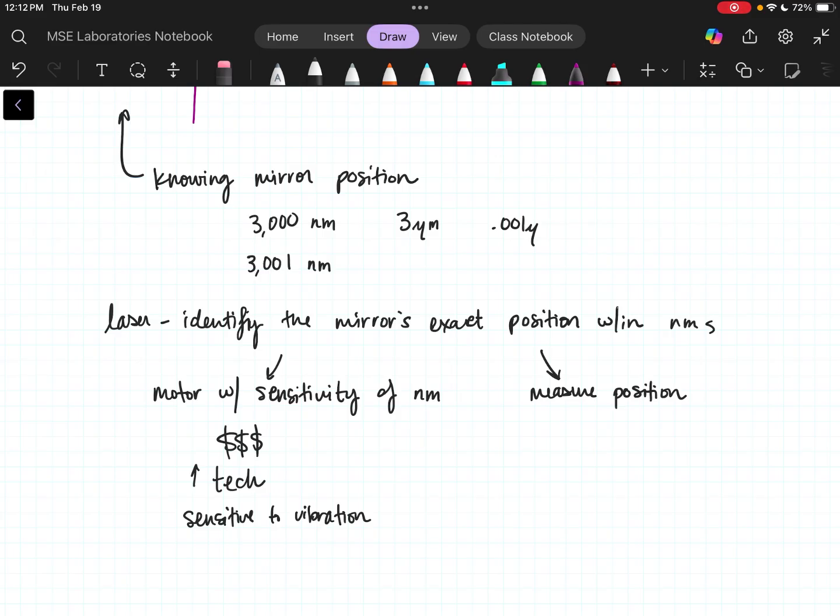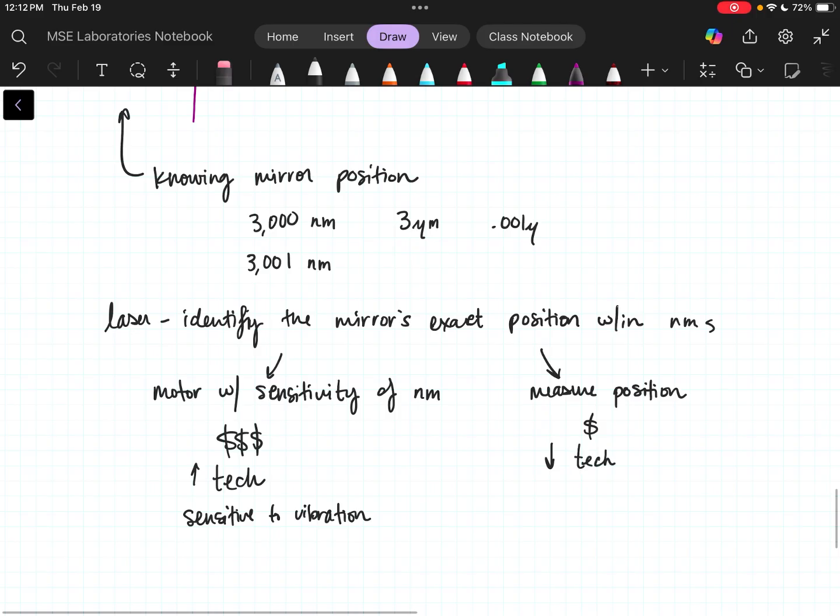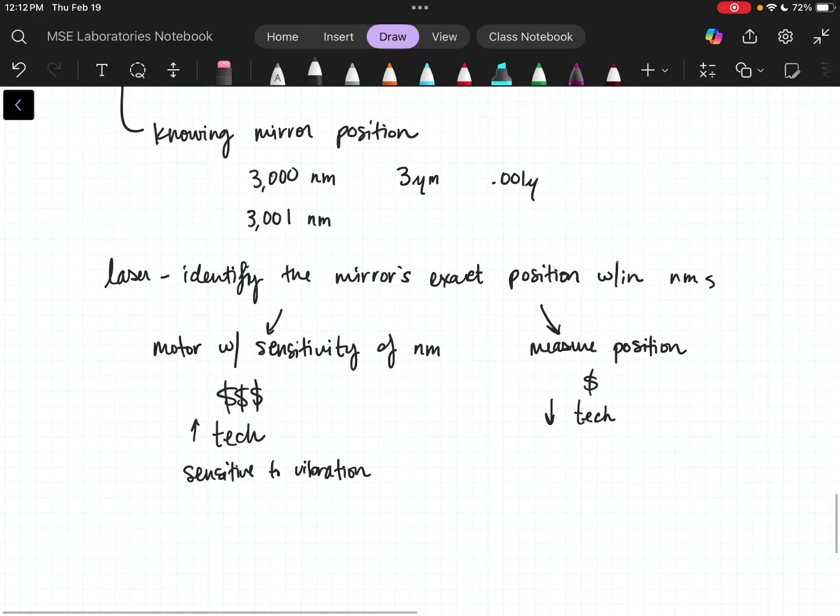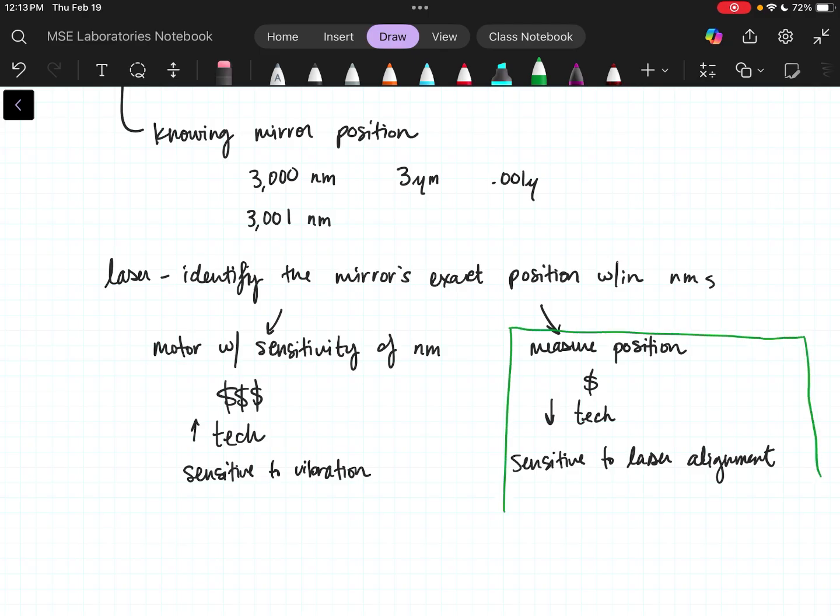The other option is laser. Well, the other option, instead of having a motor that just knows where it is to measure position. This is less expensive. It's relatively low tech because we're already doing all the math anyway. It's just one more wavelength. And it's only sensitive to the laser alignment, which can be done once and then pretty much left alone.